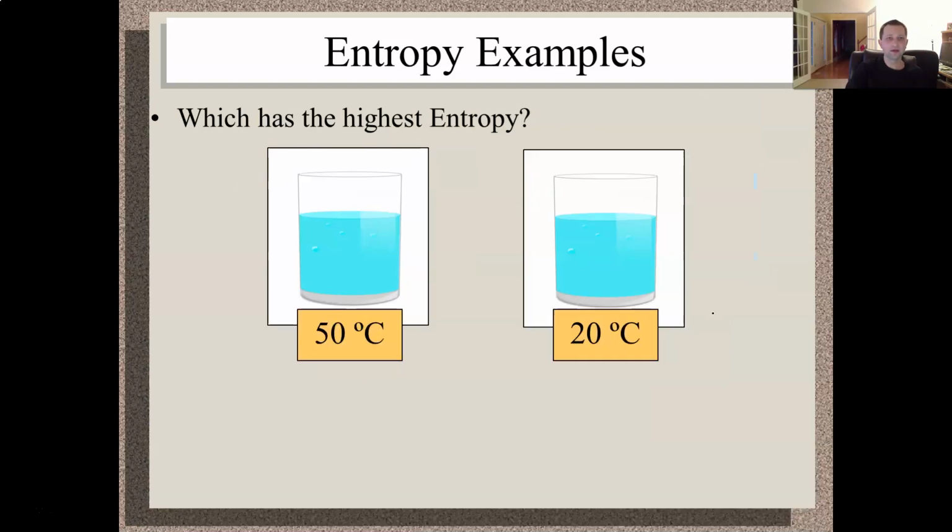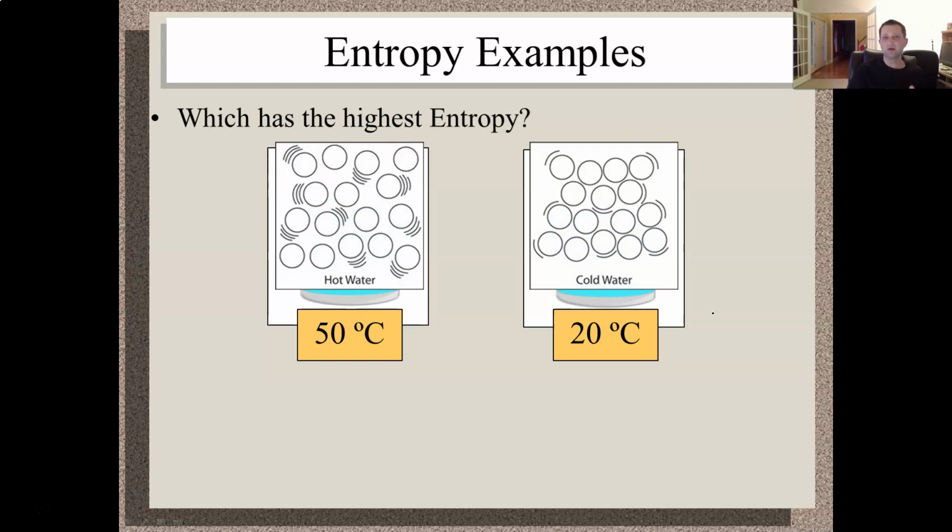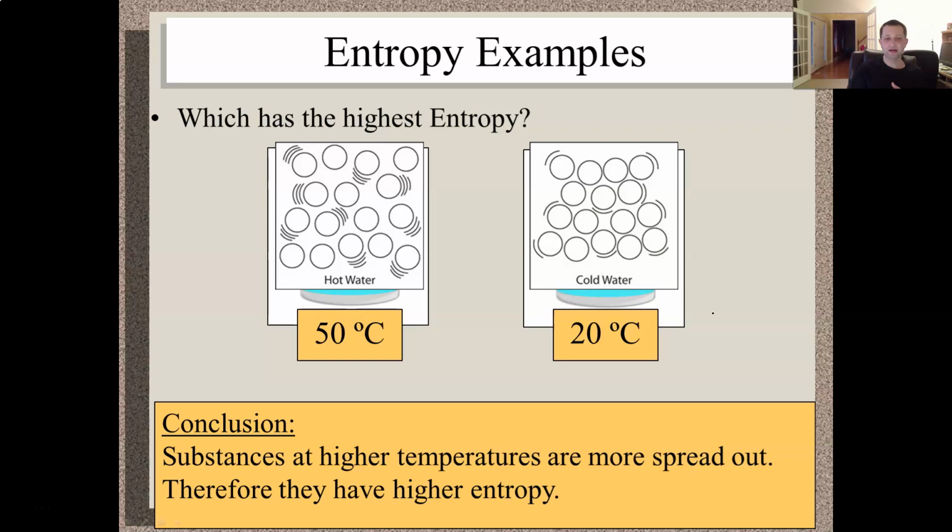Really easy. Next one, you have 50 degrees Celsius water and 20 degrees Celsius water. And if you look at the particle diagram for this, you know that hot water is going to have greater energy and the particles are moving faster, okay? Cold water, the particles have less energy, so they're moving slower. So a substance at a higher temperature has a greater amount of disorder or chaos, right? Because the particles are moving around over one another faster and they're generally less organized. With the cold water, they're moving slower. They're a little bit more organized because of that slow movement and the less energy that they have. So our conclusion here is that substances at higher temperatures are more spread out and therefore they have a higher entropy value.